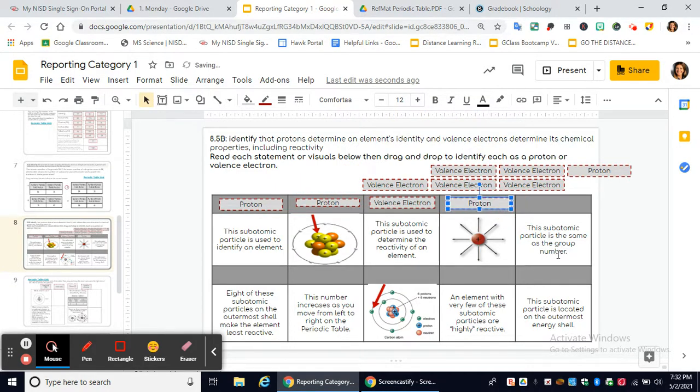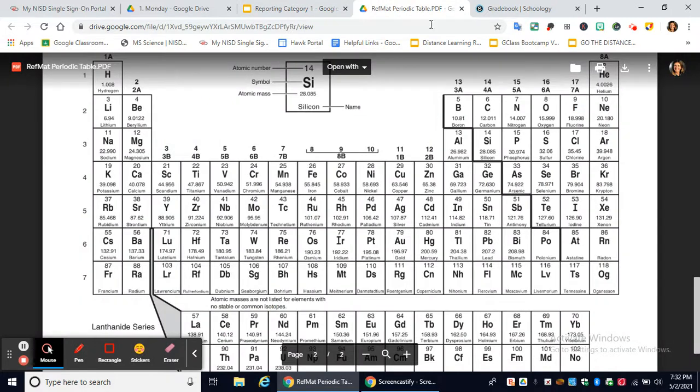This subatomic particle is the same as the group number. Your group number is the number above the periodic table, so the column. So this is your group number. Your group number is going to tell you how many valence electrons are in the outer shell. When you get to the teens, remember you're only looking at that second digit. So 3 valence electrons, 4 valence electrons, 5 valence electrons.